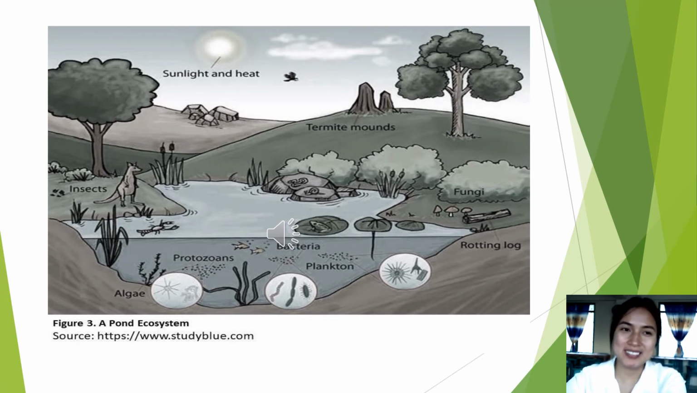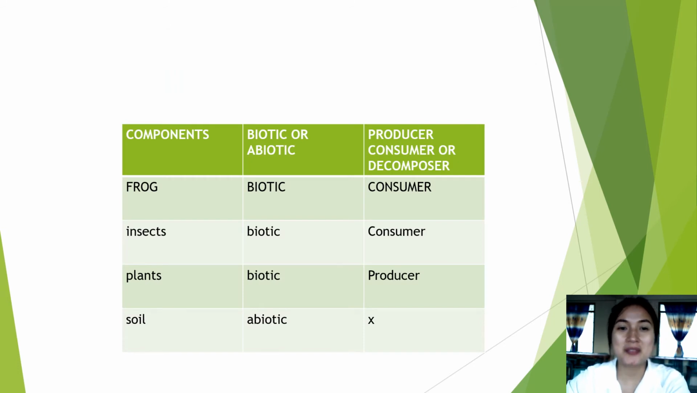Okay, are you done? So let's check. Very good. Okay, so we have here samples of the components. We have the frog, which is already given. Insects, okay, it is a biotic, and a consumer. Another is plants. It is biotic and it is a producer. Another, we have the soil. It is abiotic. Okay, very good.